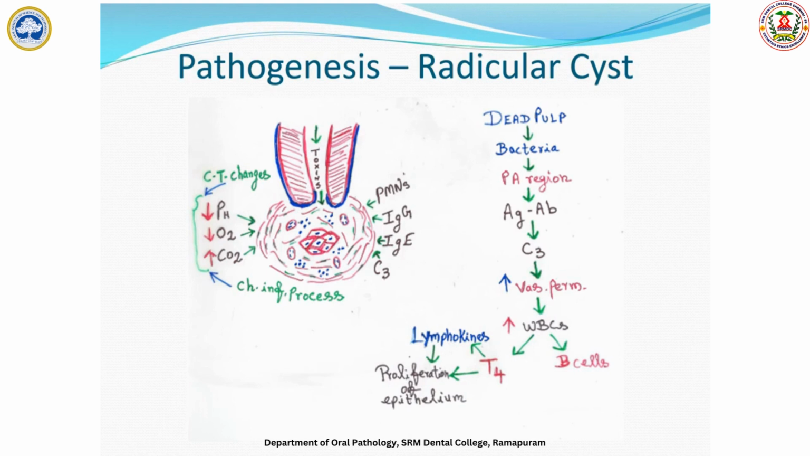Thereby inflammation from the pulp tissue reaches the periapical region and stimulates the epithelium in the periapical region. What epithelium means? Cell rest of Malassez. It is nothing but the remnant of the root sheath normally present in the periodontal ligament. This will be triggered by the chemicals secreted by the lymphocytes. So the cell rest of Malassez begins to proliferate.